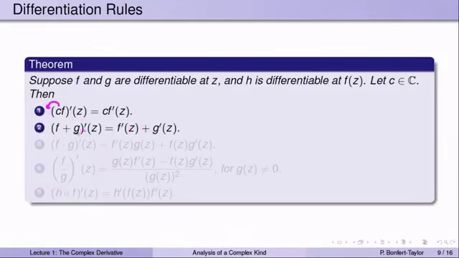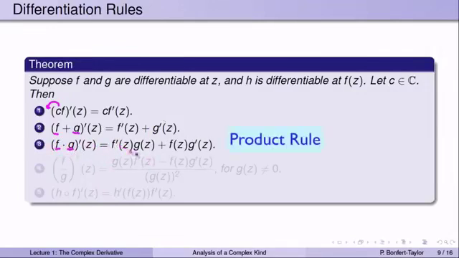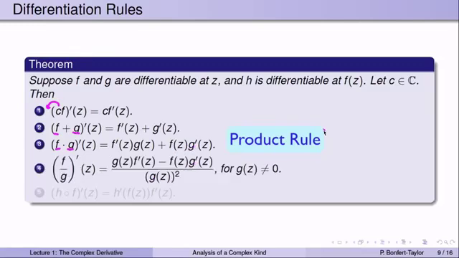Next, the derivative of the sum of two functions is the sum of the derivatives. In other words, you can individually differentiate these two functions and then just add the results together. The product is a little bit more complicated. It's not sufficient to just simply differentiate each function, but there's a product rule. You differentiate f and multiply with g. Next, you differentiate g and multiply that by f. There's also a rule for the derivative of the quotient, f over g. Obviously, you can't do that if g of z is 0.